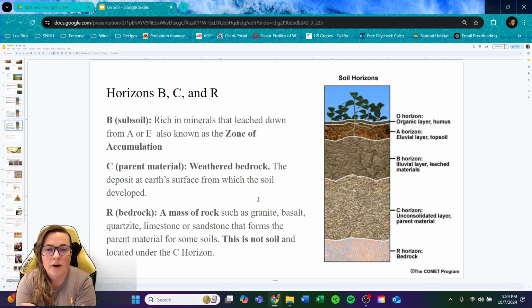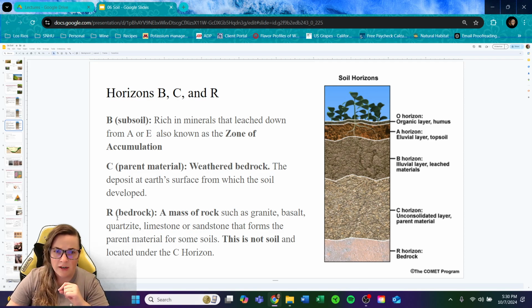This is the deposited earth's surface from which the soil develops. So this is kind of like the parent material. This is like an unconsolidated layer that, as it wore, eventually created the B layer, and then the A and O layer got placed on top of that.